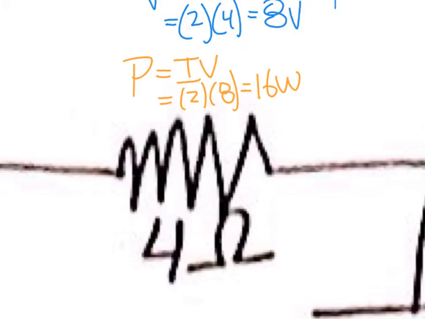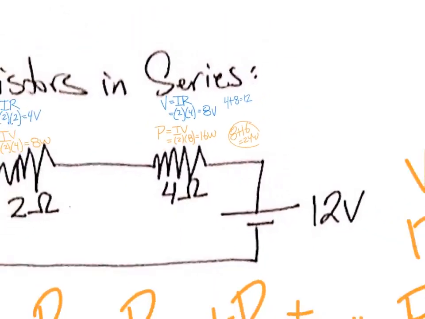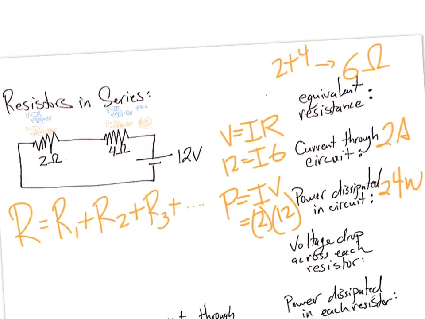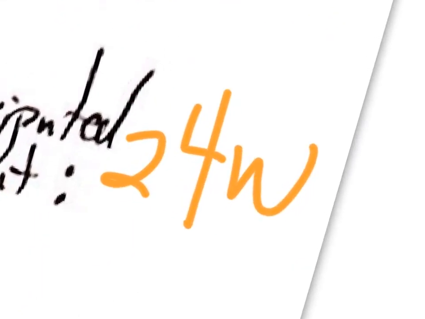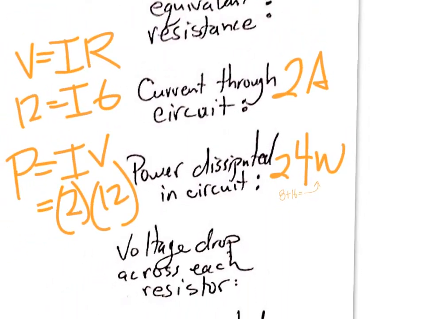Alright, so let's see, 8 watts plus 16 watts is 24 watts. Did we calculate the power dissipated by the circuit? Aha, we did. Look at that. Okay, so notice how the power dissipated in one resistor and then the other adds to the total power dissipated in the circuit. Good work, us.